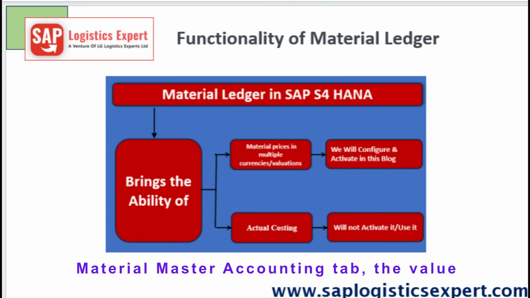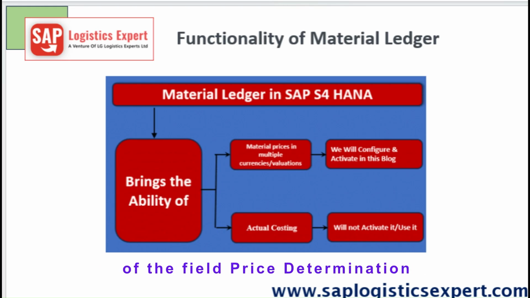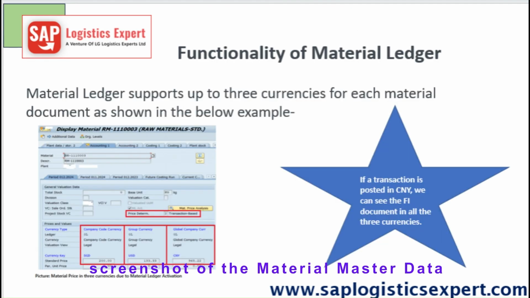In the Material Master Accounting tab, the value of the field Price Determination determines the actual costing. In the screenshot of the Material Master Data Accounting view, it is shown that actual cost is not active because field Price Determination has the value 2, meaning transaction-based. In this case, the price difference gets posted to finance and will not participate in inventory valuation at actual cost. Hence, actual costing is not activated.